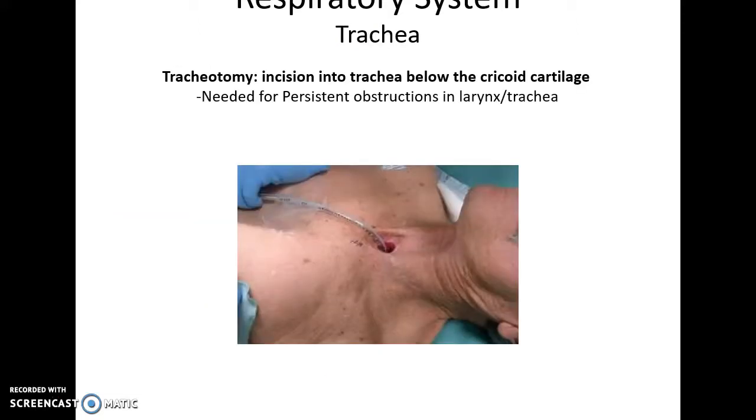If someone gets a tracheotomy, that means there's a hole placed into the trachea below the larynx, and this is needed when there is some sort of obstruction that's preventing breathing as you normally would be expected.